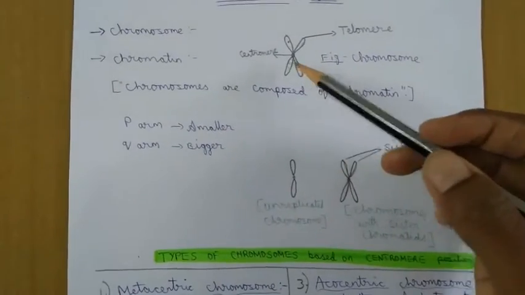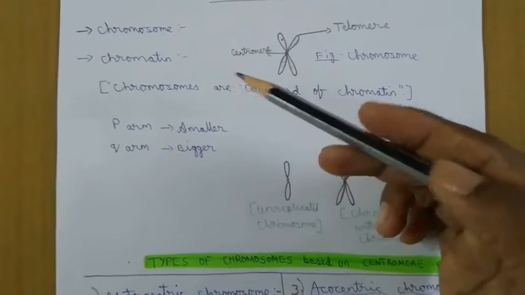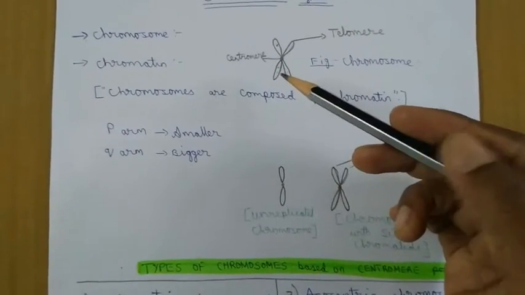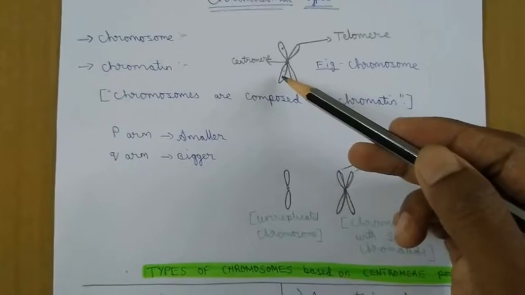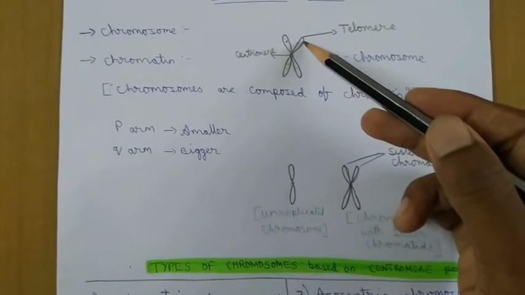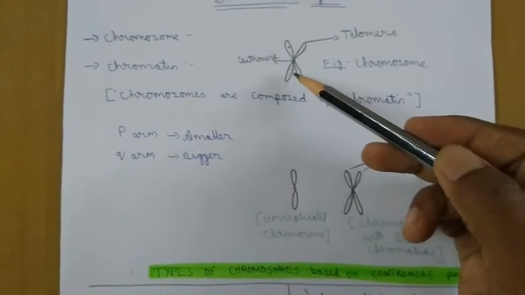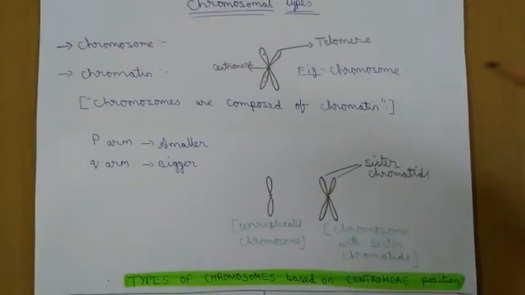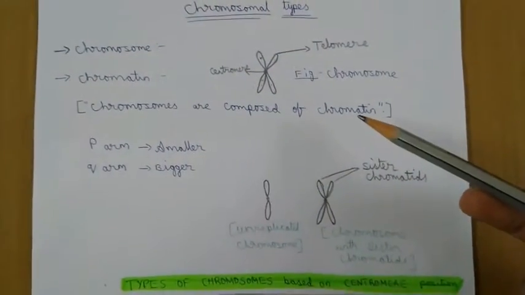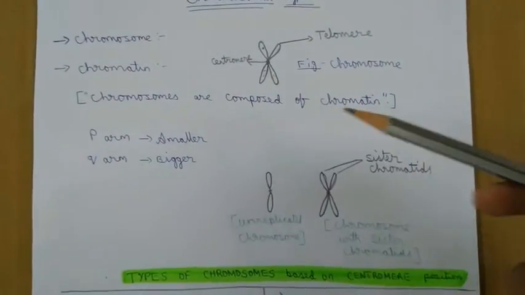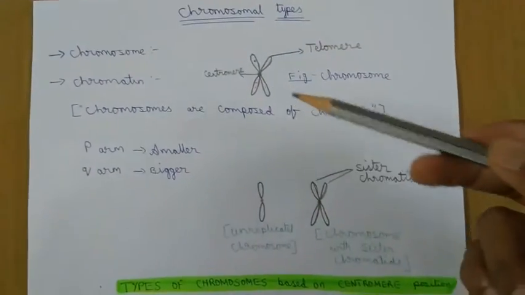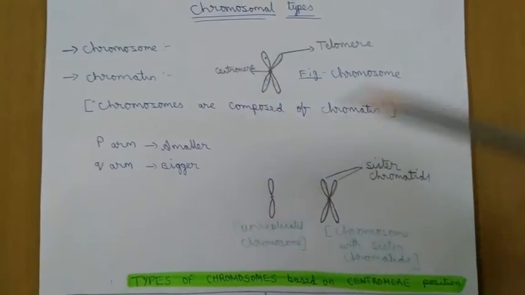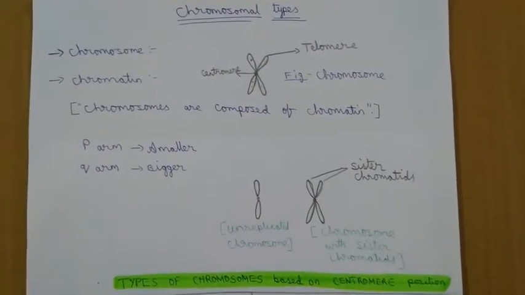Now, what is chromatin? Any localized portion, any part of chromosome is called as chromatin. It means at any part, whether it is here or here, if we take any portion in the chromosome, there the chromatin is present. And that's why we can say chromosomes are composed of chromatin, or chromosomes are made up of chromatin. At every part of the chromosome, chromatins are present. And that's why the chromatins are the major part in chromosome.